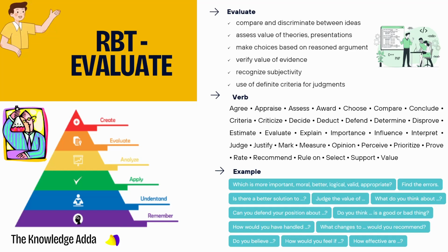evaluate. So this is the second last, highest level of RBT, evaluate. So in this, you have to evaluate an idea, a method. So compare and discriminate between ideas, assess value of theories, presentations, make choices based on reasoned argument, verify value of evidence. So basically here we are judging something, we are evaluating something. Okay. So this type of verbs used in evaluate are like agree, appraise, assess, award, choose, compare, conclude.